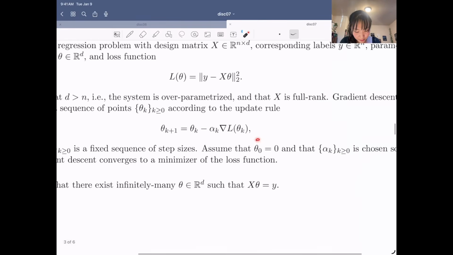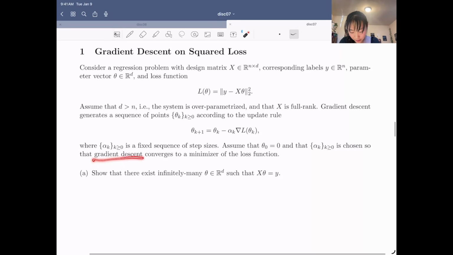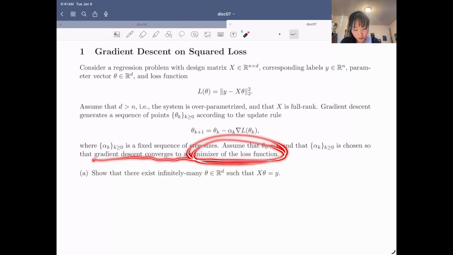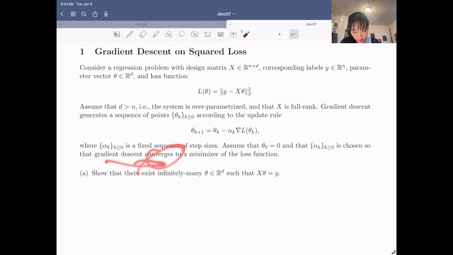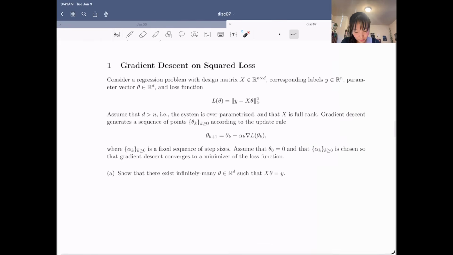We assume that theta 0, our initialization of the parameters, is 0, and that the learning rate is chosen so that gradient descent converges to a minimizer of the loss function. So we're basically told that gradient descent converges, and it converges specifically to a minimizer of the loss function. And the k greater than or equal to 0 is basically saying k equals 0, k equals 1, k equals 2. So every time we take a step, there might be a different learning rate, and it's chosen such that it converges.